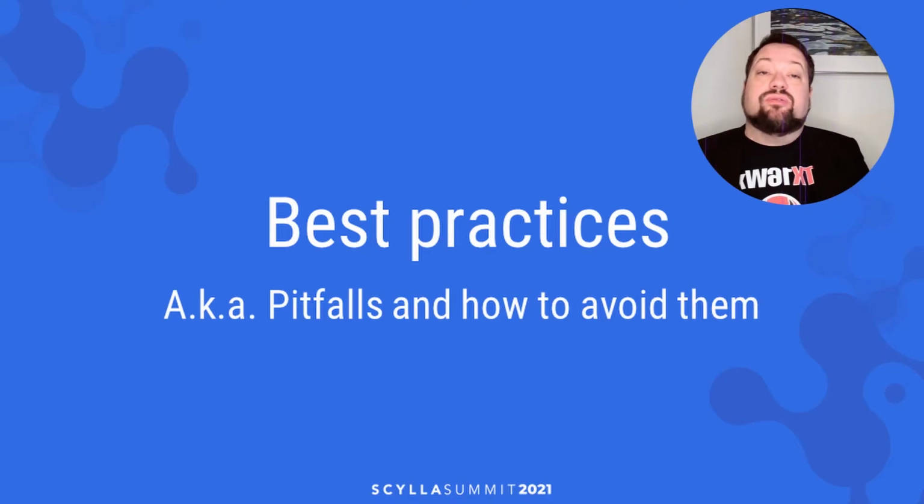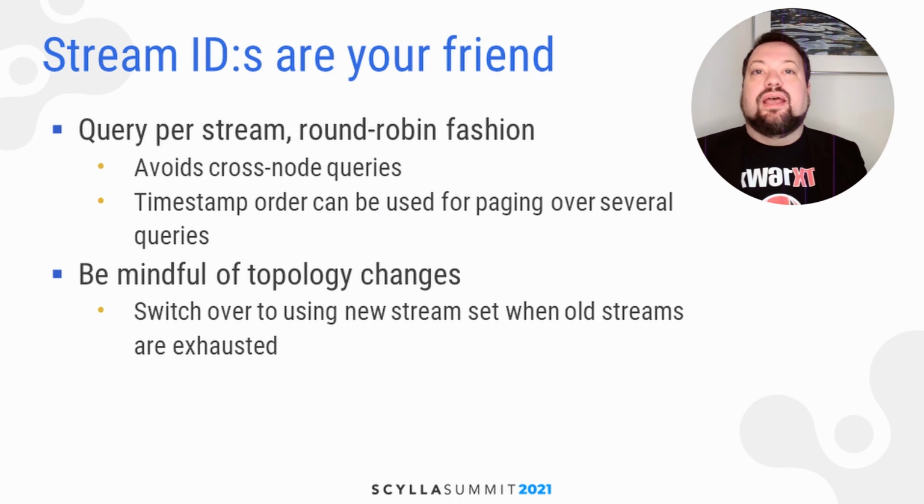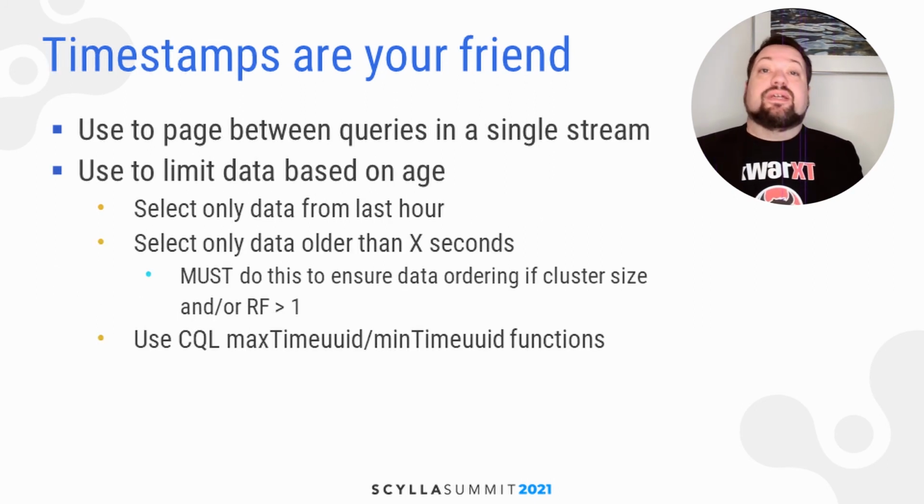Now let's look at some advice on how to query CDC data efficiently. Streams are your friend. Do your queries per stream in a round-robin fashion across the token ring. Avoid cross-node queries. These are slower than non-cross-node queries. And use timestamps to page across several queries if you can. This is a very useful technique. Be mindful of topology changes. When the stream set changes, you need to query the new set and start querying this as well. And you have timestamp information when the stream set becomes available, so you have a switch over time. Take this into account.